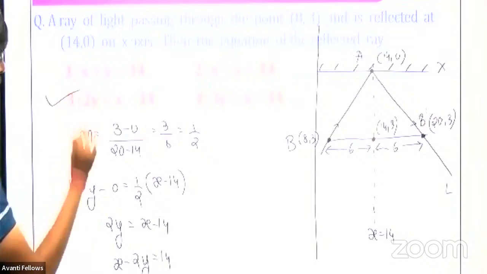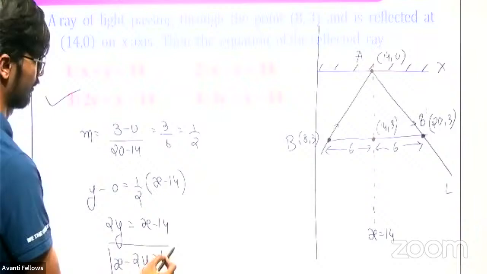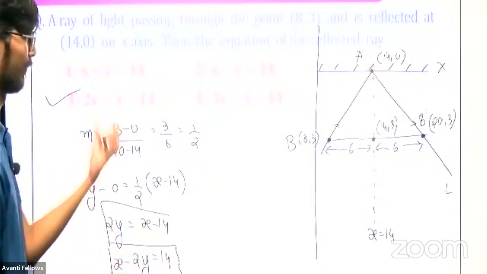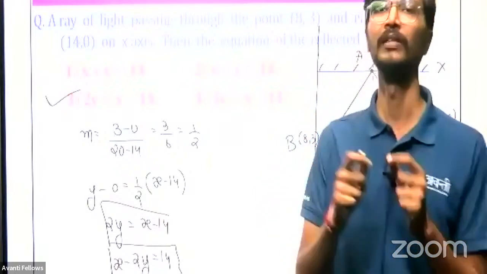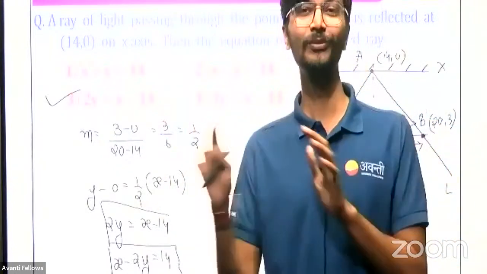I think the third is the option, right? x minus 2y equals 14, so 2y equals x minus 14. So this we can get here. This is a classic example of using the image of a point formula, although we didn't use image of a point.